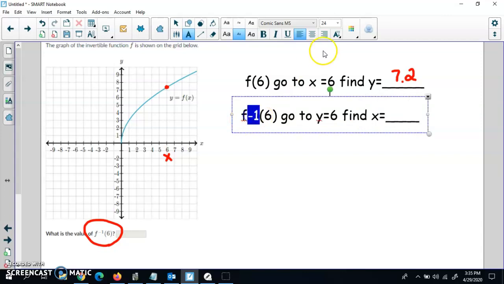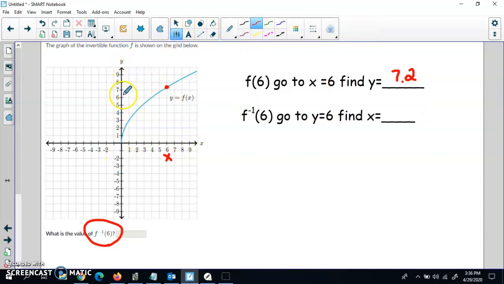All right, that's what we're going to do. So f inverse, let's make sure that looks like an inverse. Go to y equals 6. So where is y 6? So y is 6 right up and down here. So where do we see 6 on the y-axis? Boom, right here. And we want to find where that lines up side to side, the x value that goes with it, right here. You guys see that? And what does that go with? Down here, 4. So that would be 4.